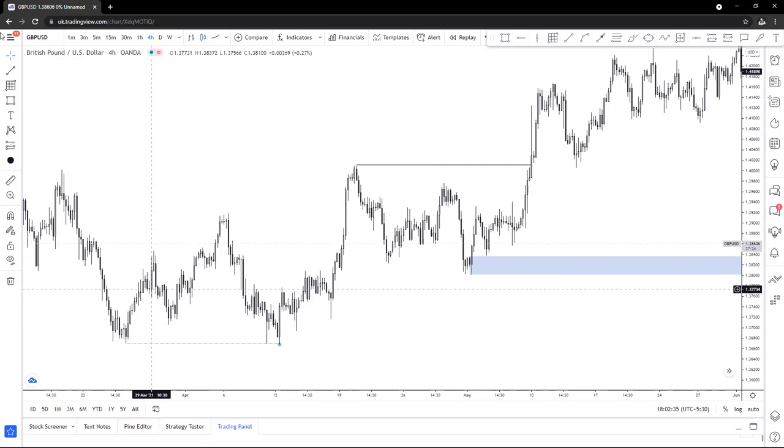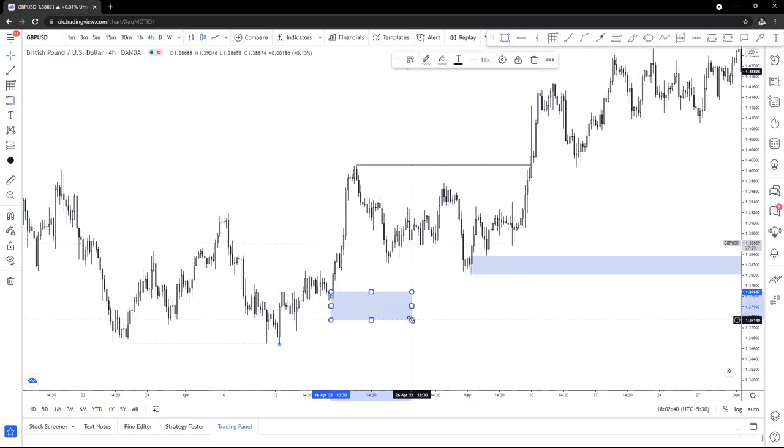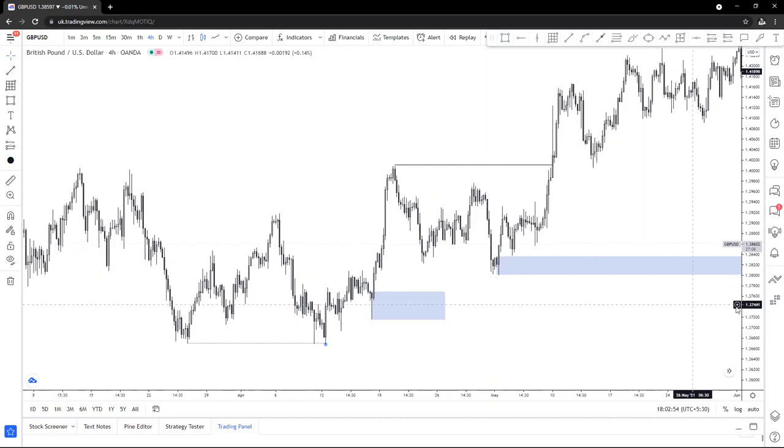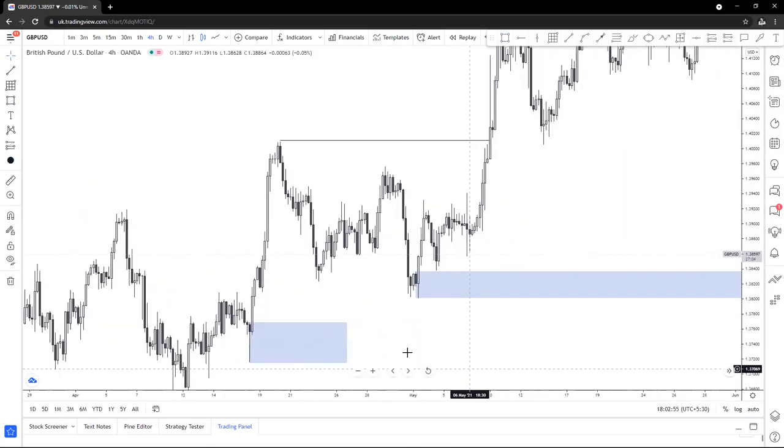And we have this order block right here. What's special about this order block is that now liquidity has been fed into this POI. All of this liquidity has been fed into this POI. I hope it's clear. So does it make sense so far?